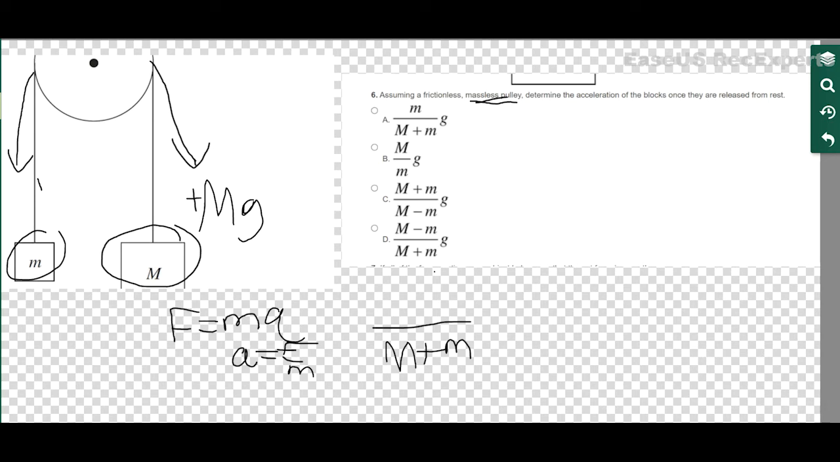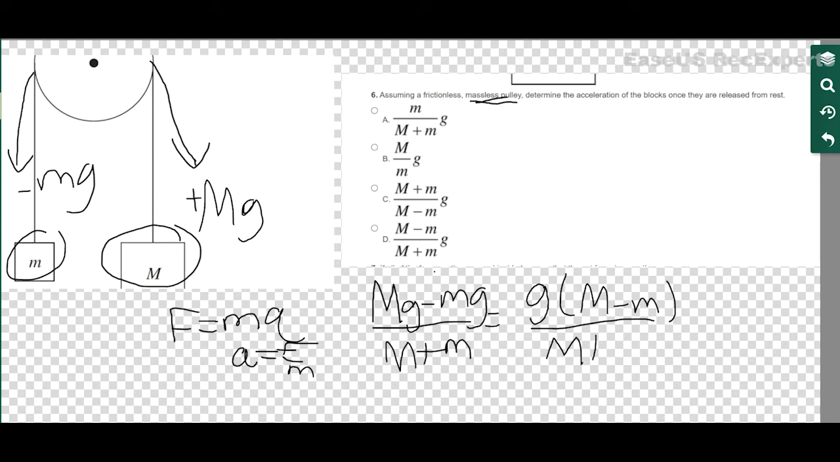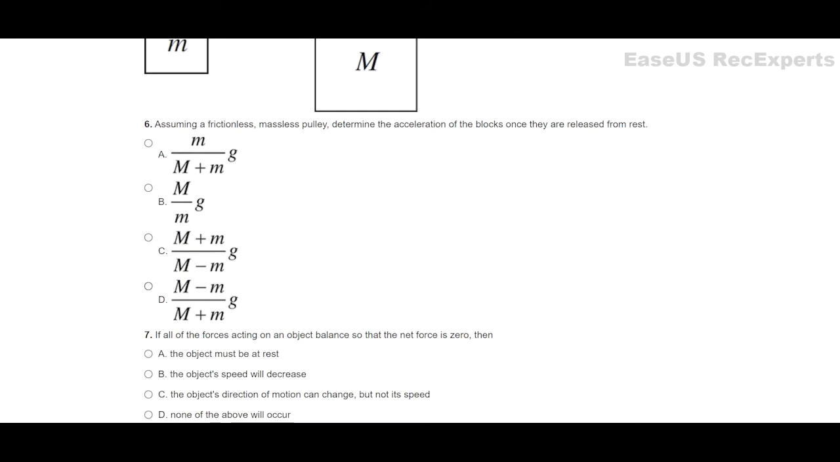And on this side, we're going to have a negative little mg because that is in the negative direction that we established. So that will be our net force. Now we can take the g's out of this equation, so we get g times big M minus little m over big M plus little m. And from this we can see that corresponds to D, which is our correct answer.